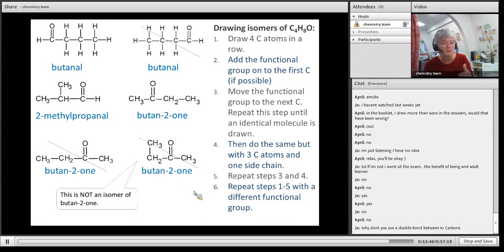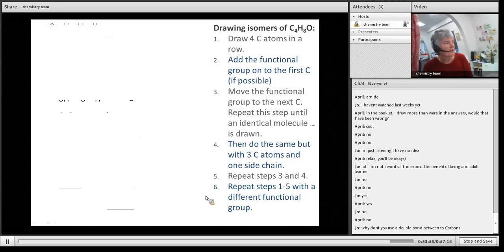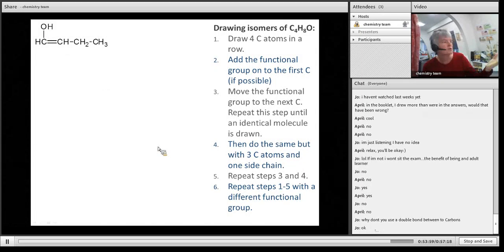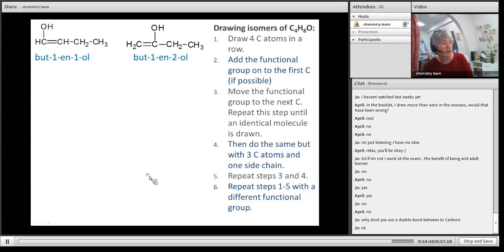As I said, we can do aldehydes, ketones, and then the enols, which is what we're going to do now. So here it is. I've made both functional groups on the first carbon, and it's but-1-ene-1-ol. Here I've moved the OH along, but I've kept the double bond where it is, so it's but-1-ene-2-ol. Here I've carried on moving along, and it's a different name, but-3-ene-2-ol, because remember, the OH gets the lowest number possible.